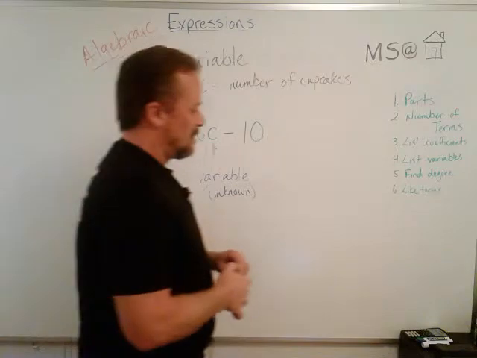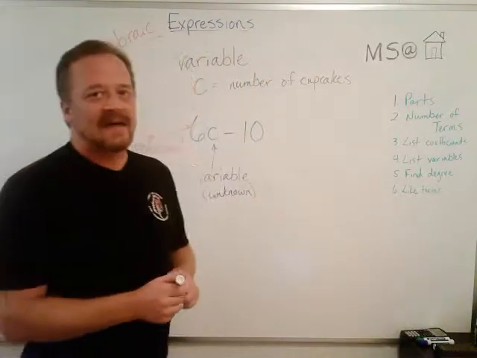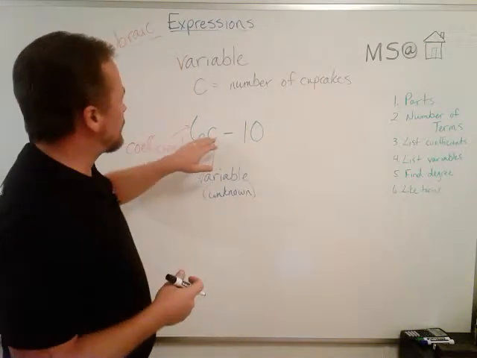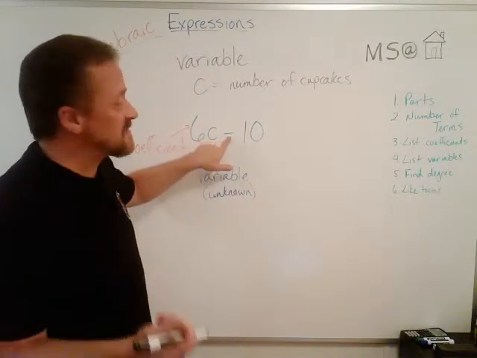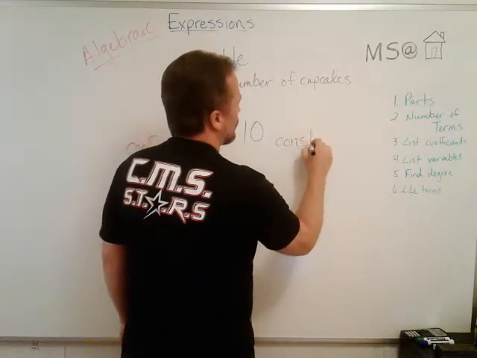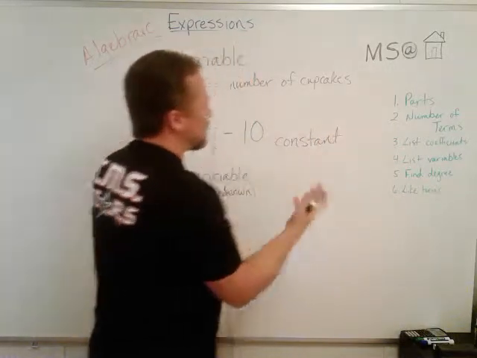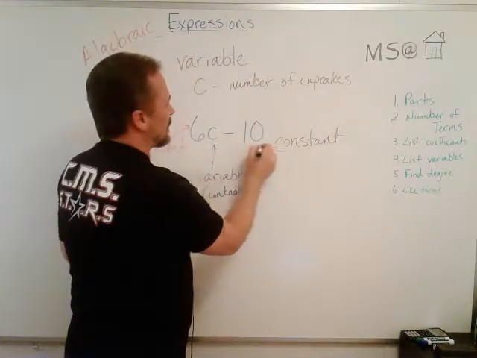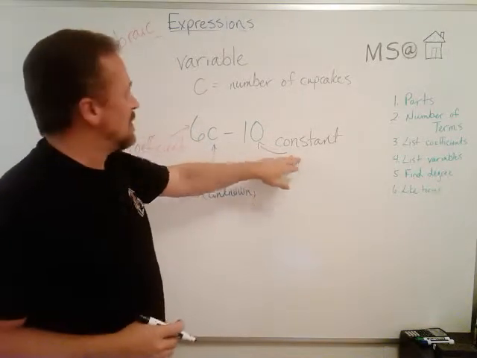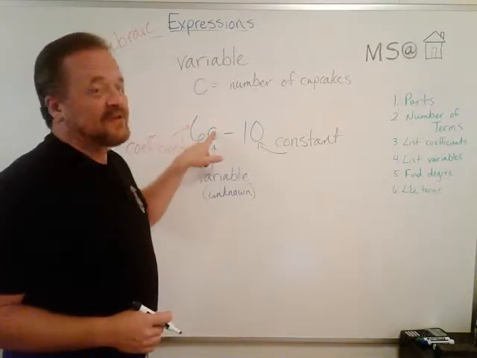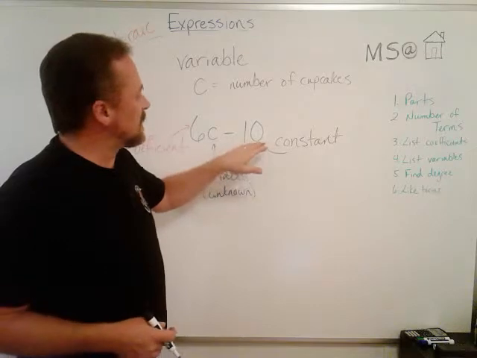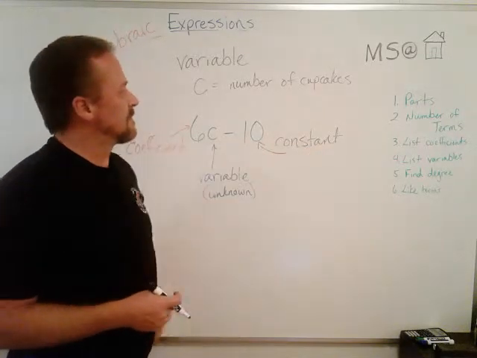Finally, what about that 10 off to the side? What about the minus 10? We call this guy, who's all by himself, separated from the variable by a subtraction or an addition sign, the constant. That's because no matter what happens over here, it's not going to change this, okay? The number of cupcakes will change this number, but it's not going to change my discount. My discount is always going to be $10, so it's constant, okay?